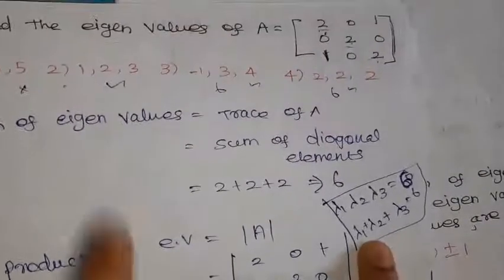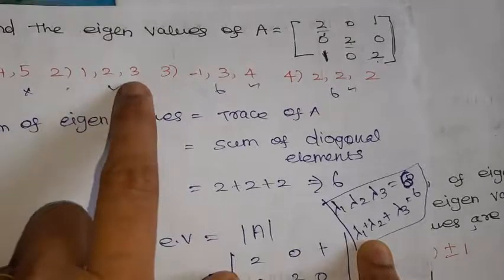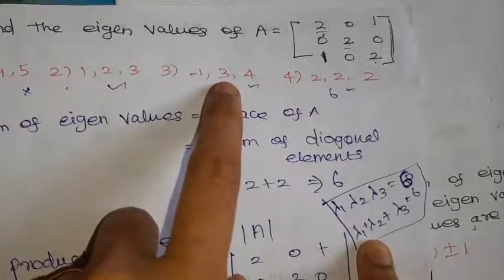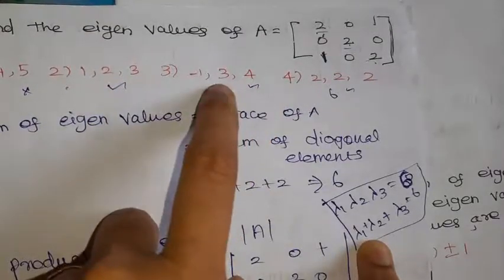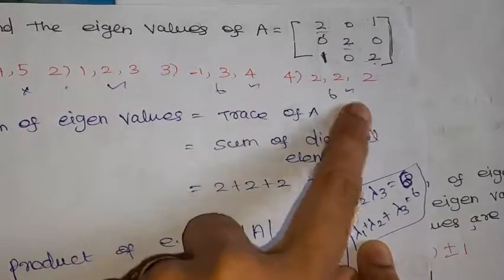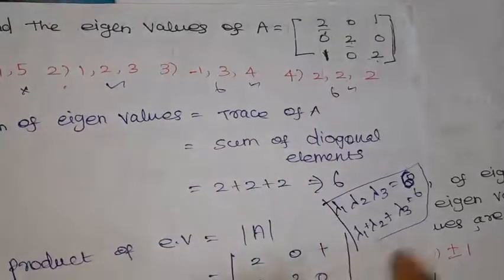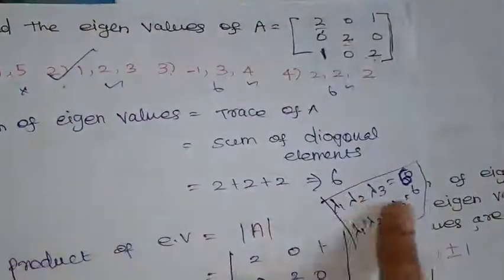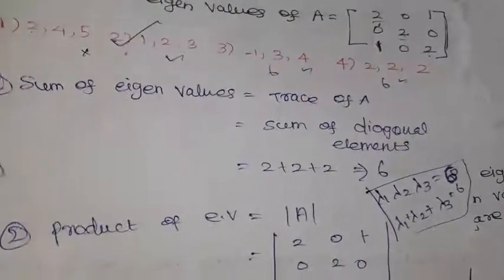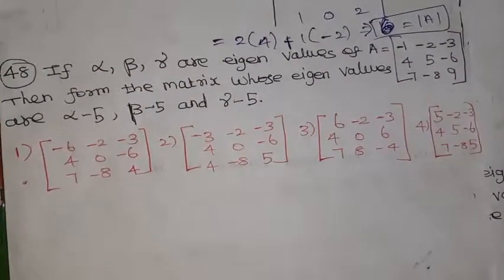We'll check for the options. Here the sum is 6 and the product is 6 as well. Here the sum is 6, the product is 12 minus 12, so this is wrong. Then the sum is 6, the product is 4 into 8, 8. So this option will match the two conditions. So the eigenvalues are 1, 2, 3. Then moving on to the next problem.